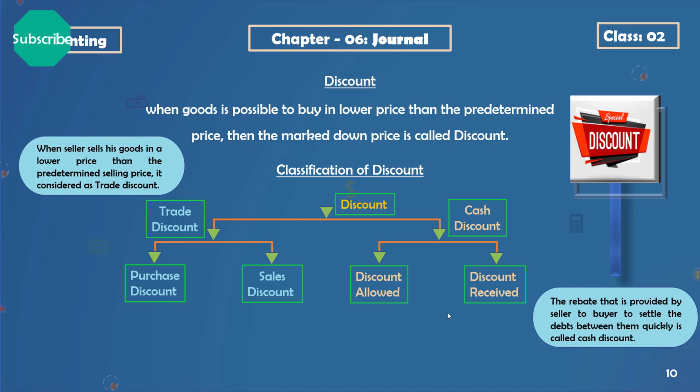When you pay anyone less than your debt, you receive discount, and when someone pays you less than his or her debt, then you are allowing discount. Okay, so these are the classification of discount. Remember this very carefully. It will help in every case of recording discount journal, and later also we will see this.